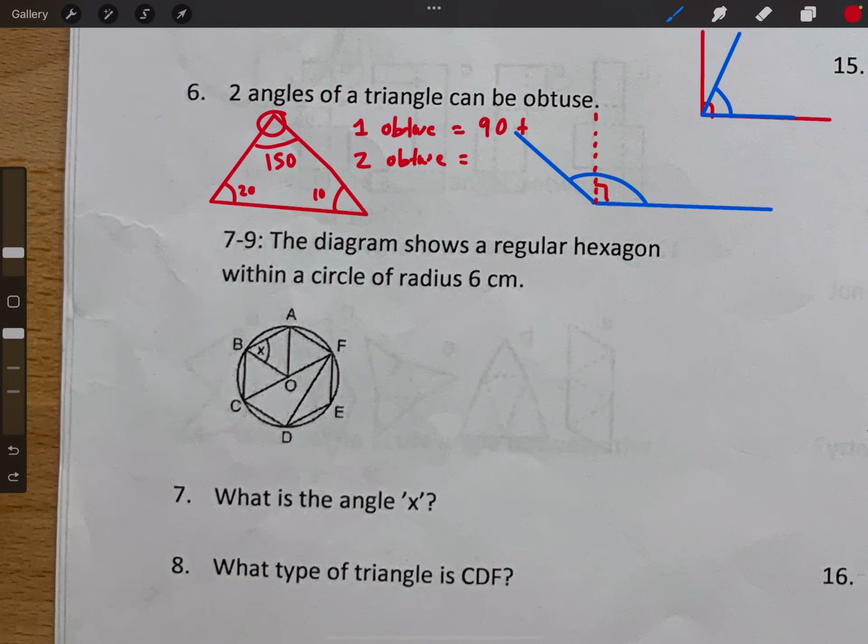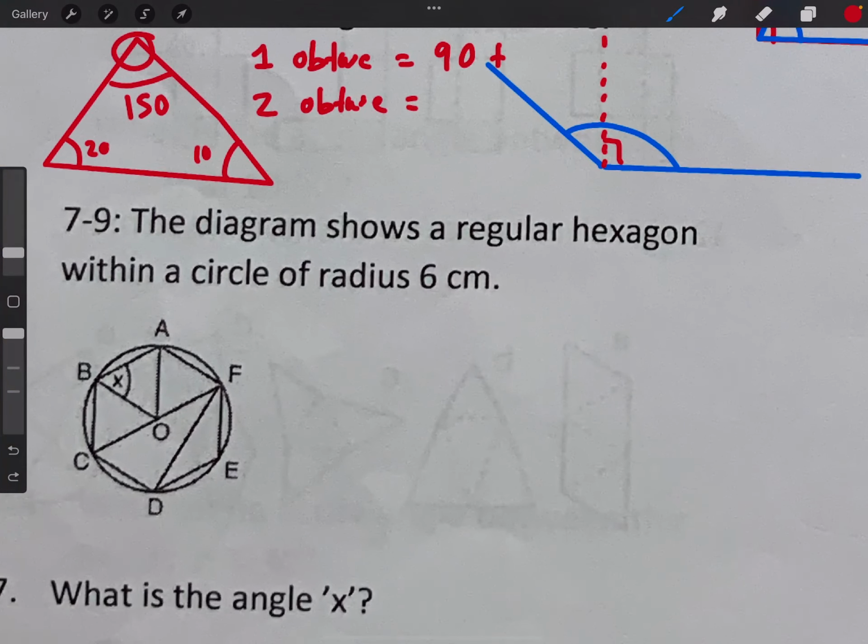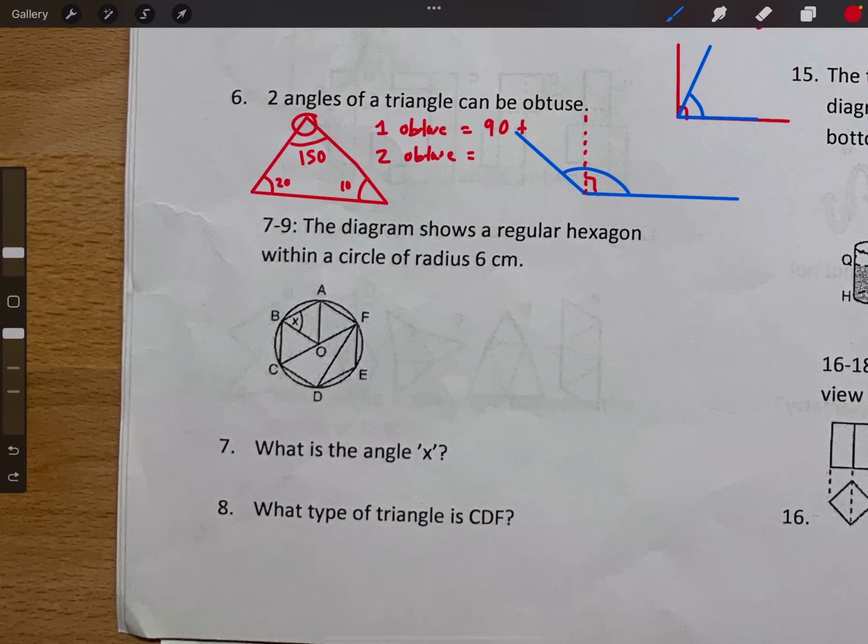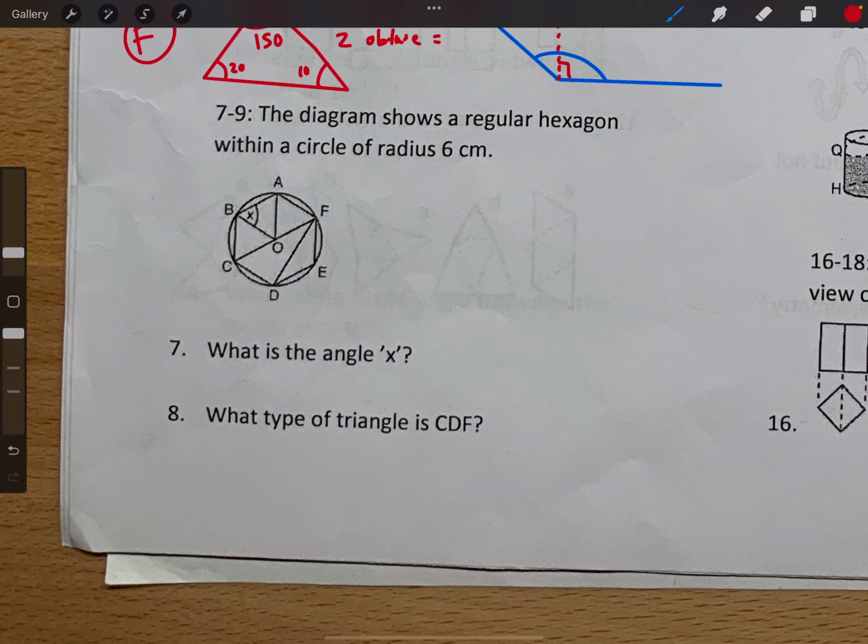If you have another obtuse angle, it's going to break the triangle. It's not going to work. So this one is false. Okay, question 7 to 9.